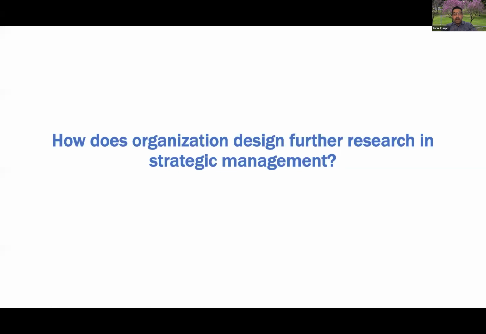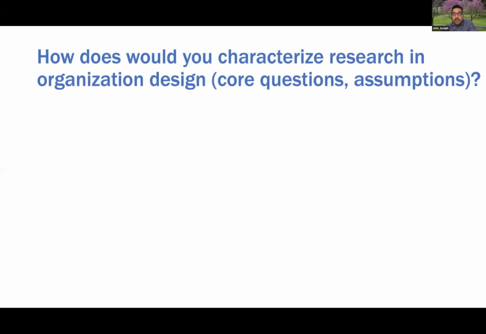The question that we were posed was, how does organization design research inform research in strategic management? The first part goes to characterizing research in this field, and specifically core questions and assumptions. For this, I'm drawing on work I'm doing with Matt Schendel in a review piece for JOM. I break it down into 4 different kinds of questions.